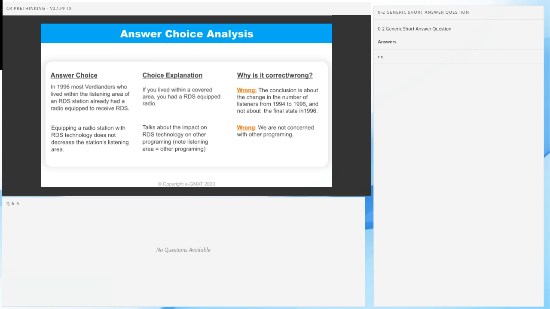Choice C, not many of you chose. It talks about what happens when you add RDS technology to a radio station. Now we don't care about it. Why? Because for our conclusion, we need RDS technology. So the impact that it has on other kinds of programming is irrelevant to us. Okay, that's really, really important.